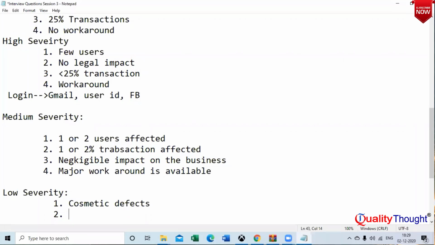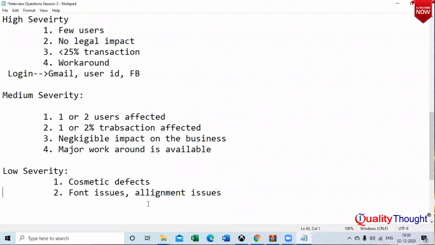Font issues, alignment issues, so negligible issues. It's almost negligible impact, no impact. These kinds of defects are called low severity defects. They impact zero users, just some little formatting kind of thing. So no users are impacted.